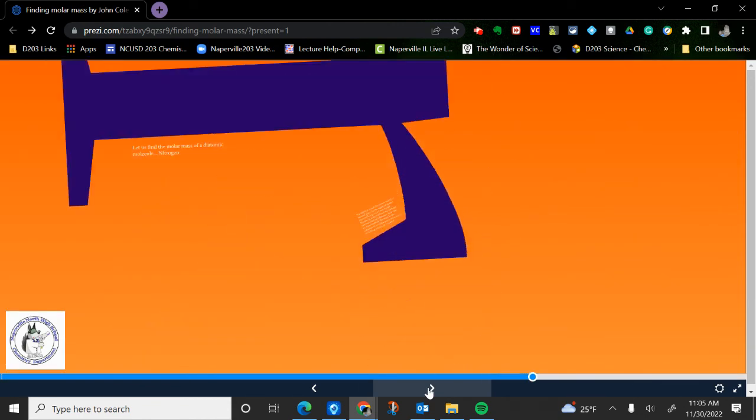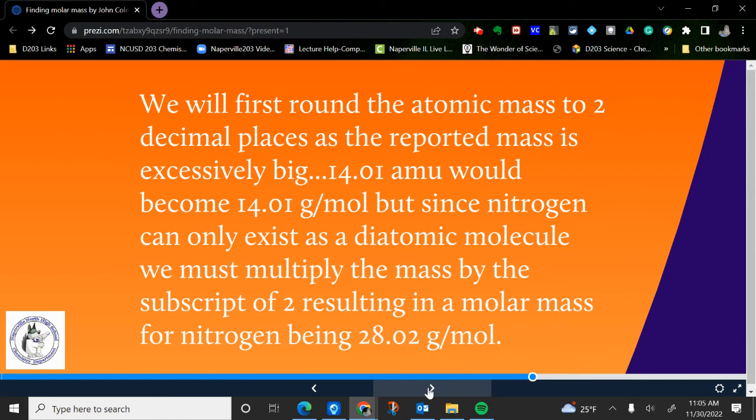Next thing it says is to multiply the mass of each element by its subscript. So as I go through this, it comes to the same thing. The mass, 14.01. The subscript is 2. What is the molar mass of nitrogen gas going to be? I'm at number 3 here. I need to multiply the mass of the element times its subscript. So what is 14.01 times 2? 28.02. 28.02 is the molar mass of nitrogen gas.